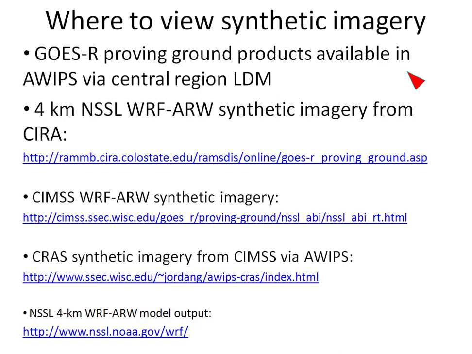The imagery is available also on the web at CIRA at this URL. And make sure you select the synthetic imagery from the suite of other GOES-R Proving Ground products. SIMS also makes the imagery available at the URL shown here. Remember, CRAS synthetic imagery at a coarser resolution is also available via the Central Region LDM. Go to this link for instructions here. And finally, if you're interested in model output fields from the WRF ARW model, it's available right here.